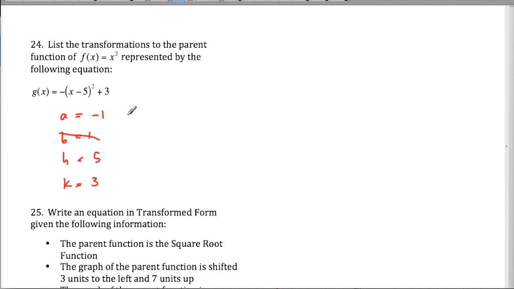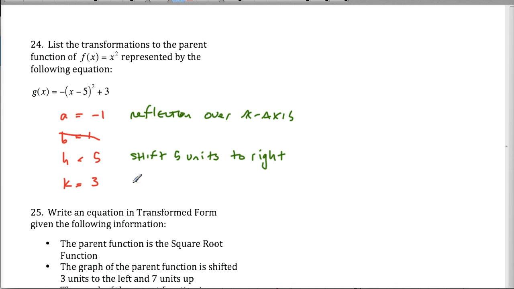So if it's negative 1, that is a reflection. Let's write all our answers in green. That is a reflection over the x-axis. Okay, so that's one transformation. H equals 5, so that is a shift 5 units to the right along the x-axis. And k is 3, so that is a shift 3 units up along the y-axis, or vertically. So those are my 3 transformations represented by these 3 parts of the equation.